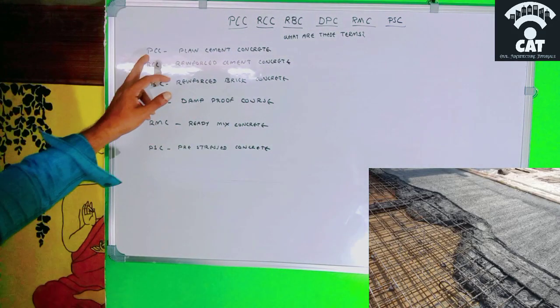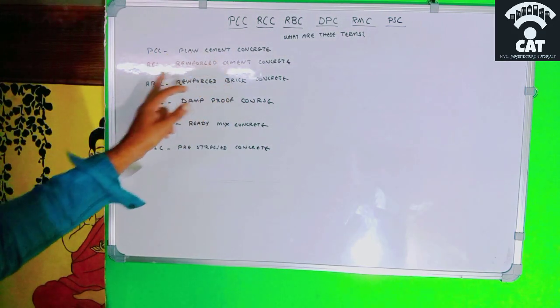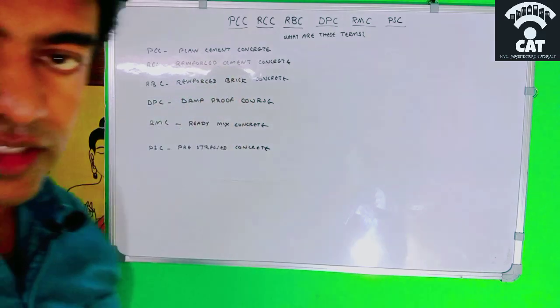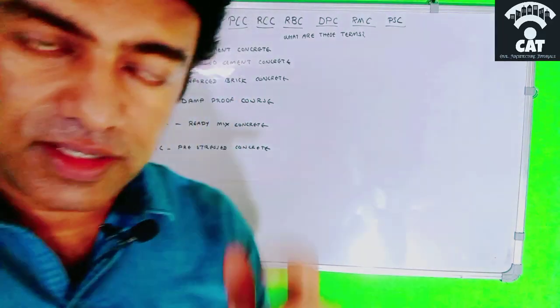So this is the second type. First one is PCC, plain cement concrete. RCC is reinforced cement concrete. I think you understand that. And reinforced cement concrete has good compressive strength as well as good tensile strength when compared to the PCC. PCC has only one quality, that is more compressive strength, because it has concrete only, there is no reinforcement there, and its tensile property is very less when compared to the RCC.